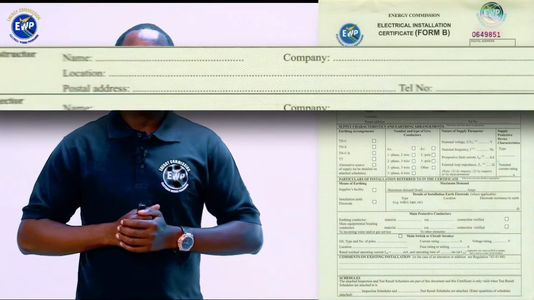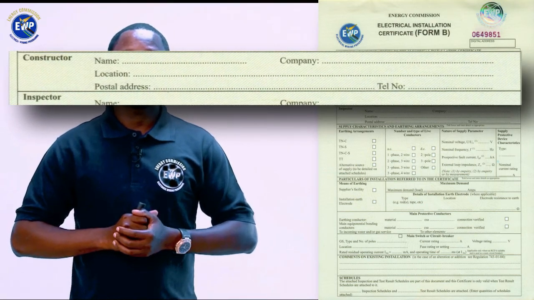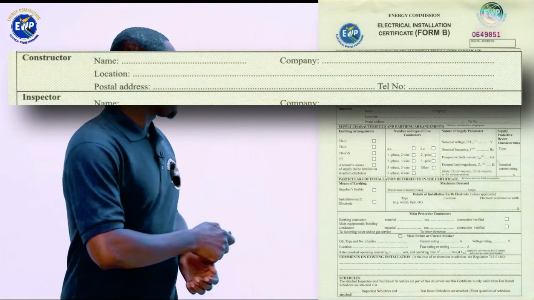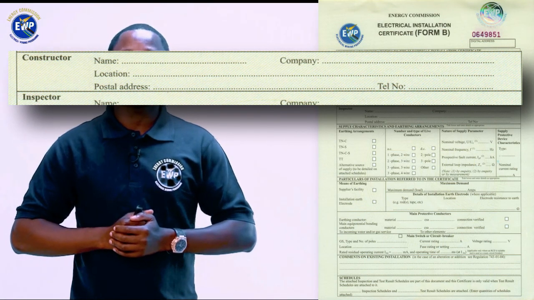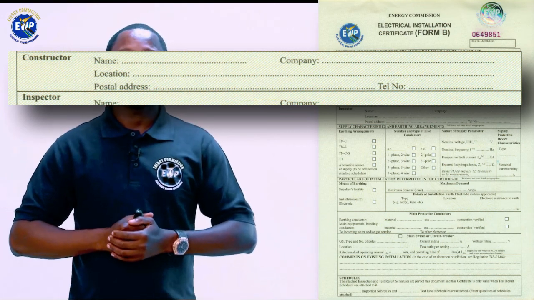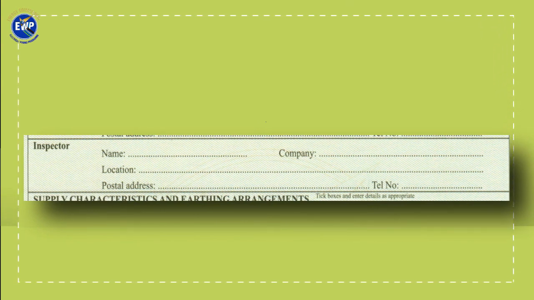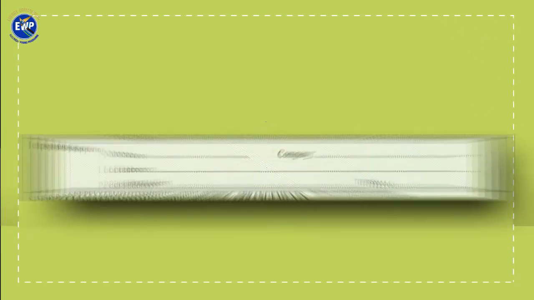Now, the constructor, who is the CEWP, is expected to write his name in full. If he has his own company or he represents a company, he's expected to write that accordingly. He's expected to write the location where his company is located. He's also required to write the postal address of his company and then his contact number. And the contact number here is his personal contact number. The inspector is also required to do the same. He writes his name, his company name, if any, the company location, his postal address, and then his personal contact number accordingly.